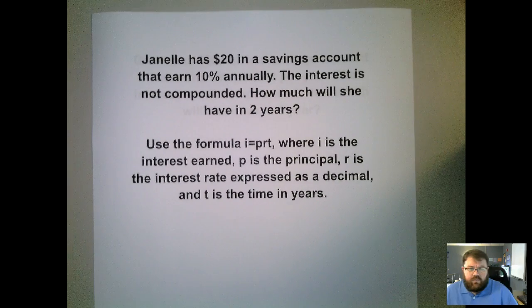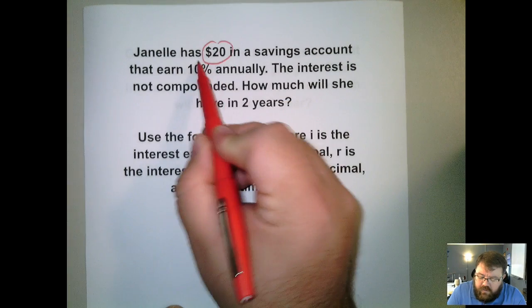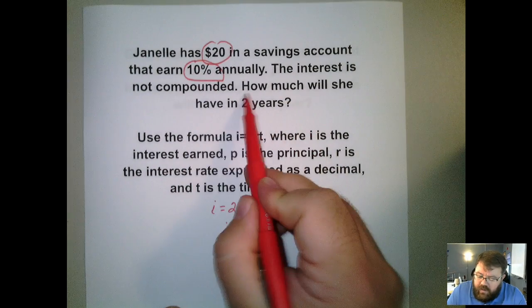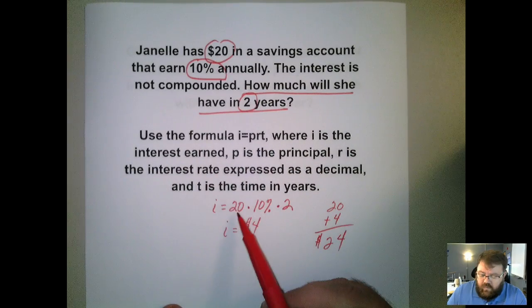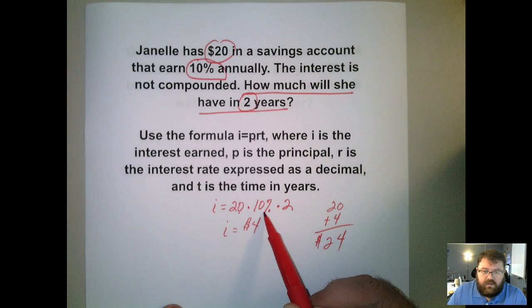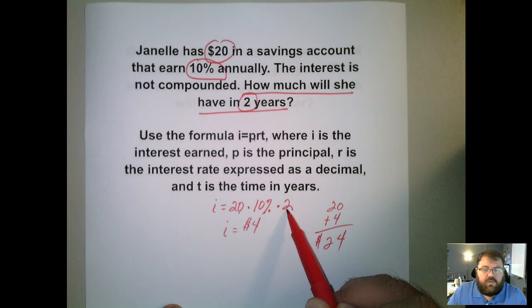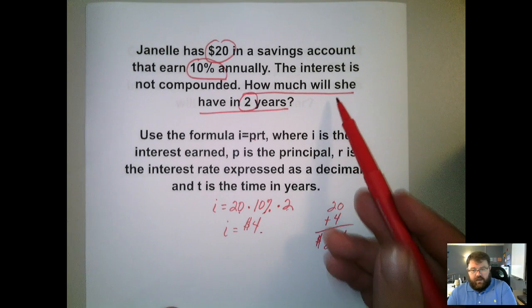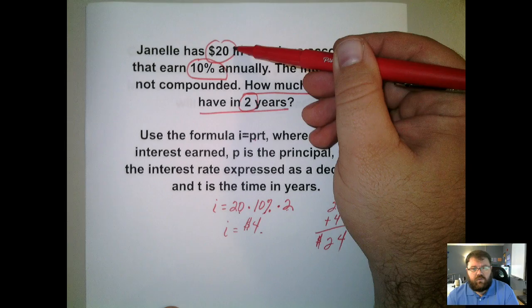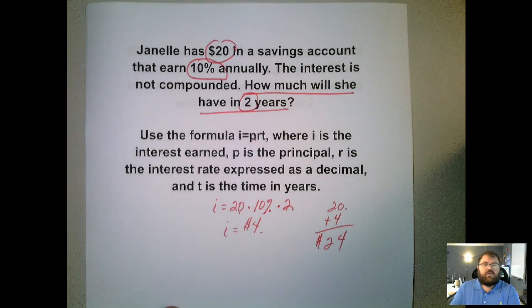All right, I want you to pause the video and answer the question. So we have $20, 10%, and how much will she have in 2 years? I did 20, which is the principal, times the rate of 10%, times the time of 2 years, and I got the interest is equal to $4. $4 is not my answer, however, because it wants to know how much she will have, so I add it to the beginning principal to get $24.